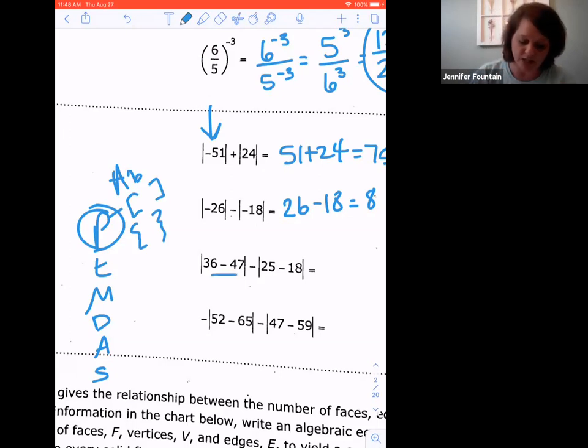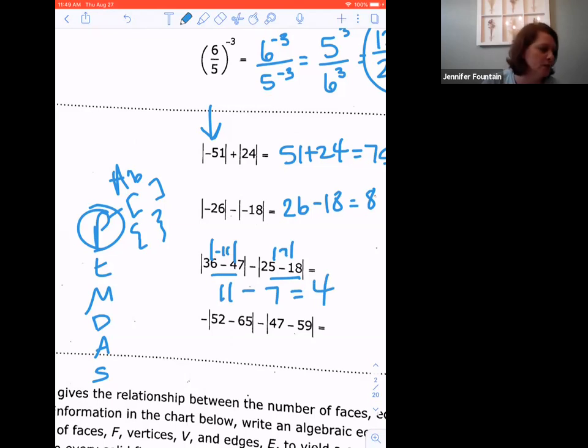So in this situation, I am treating my absolute value signs as symbols of grouping. So I'm going to do 36 minus 47, okay? 36 minus 47 is going to give me a negative 11, but that is still in absolute value signs. So the absolute value of negative 11 is a positive 11. Minus 25 minus 18 is going to give me 7. So the absolute value of 7 is 7. So I have 11 minus 7, which is 4. Any questions on that?